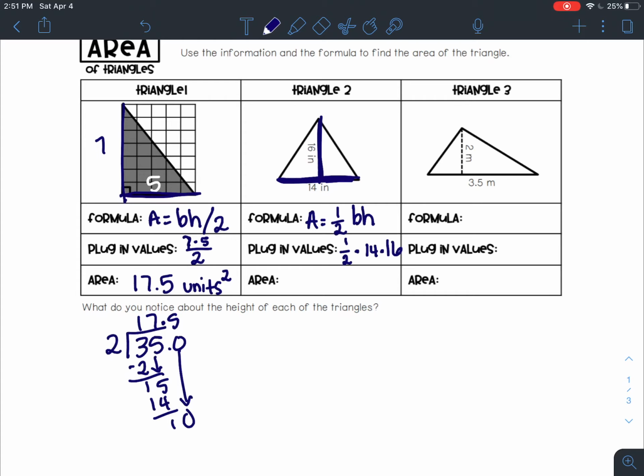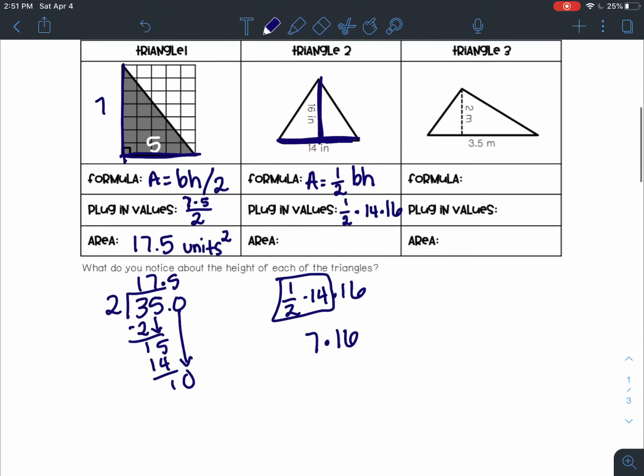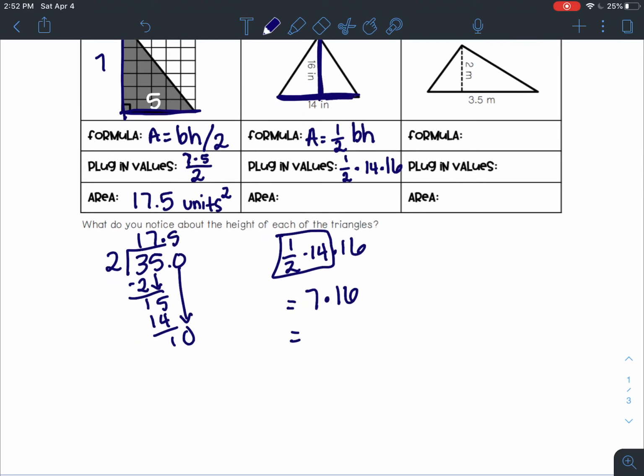So what I can do instead of dividing the entire thing by 2, I can just divide one of the other two numbers in half. So I have 1/2 14 times 16. I could take 1/2 of 14, which is 7, times 16 and get my answer there. So 16 times 7. 6 times 7 is 42. 7 times 1 is 7. Plus 4 is 11. So we have 112 inches squared.